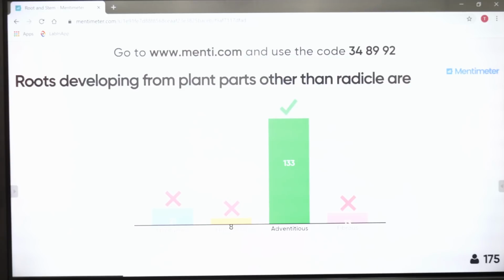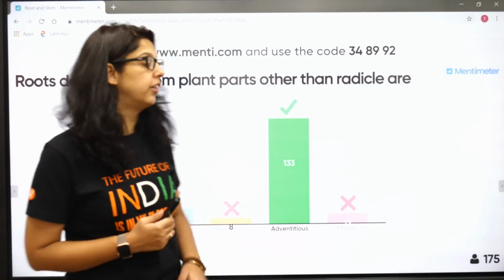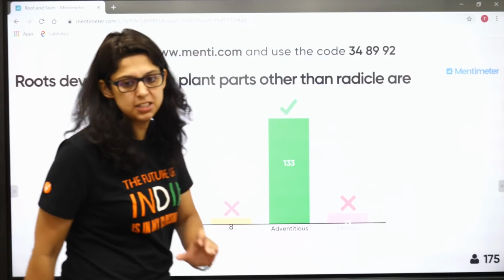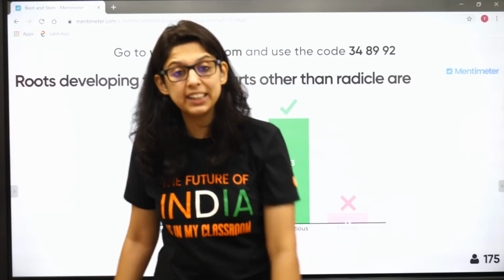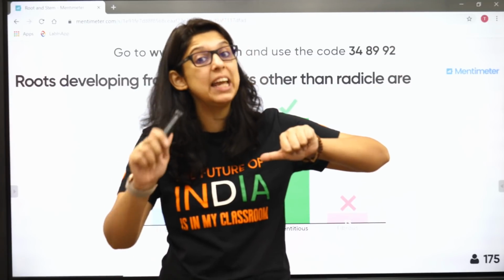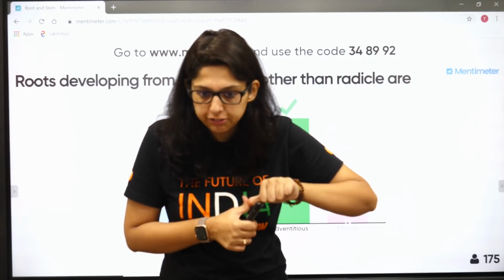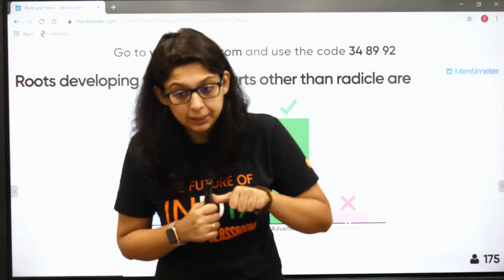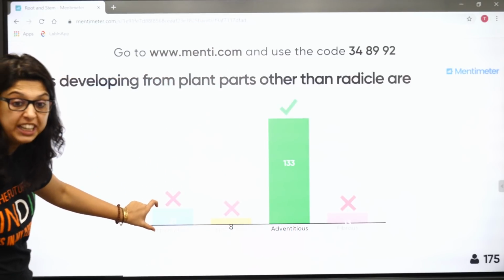Very good. See, epiphyllus means on top of the leaf. Write the name begonia. Write the name brahmakamal, bryophyllum. Brahmakamal and begonia have roots which come from the leaves.